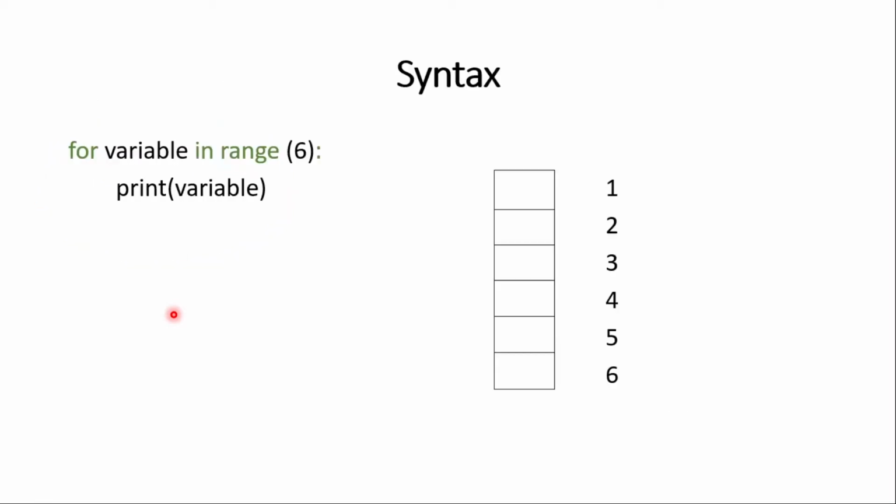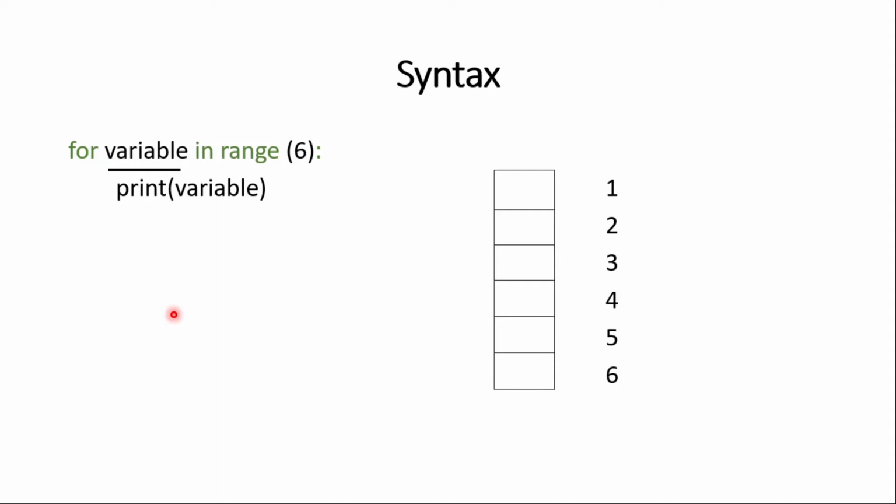So let's see the syntax more precisely. Variable is just any variable. We can use any letter, a, b, c, i, x, y, or any word, because it's just a variable. And here we are giving the range 6, so it means it is going to print the values from 0 to 5. So any value less than 6 is going to be printed.